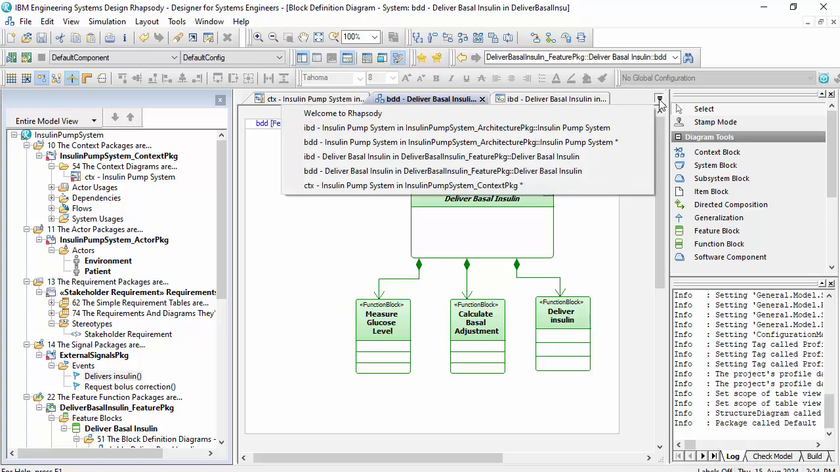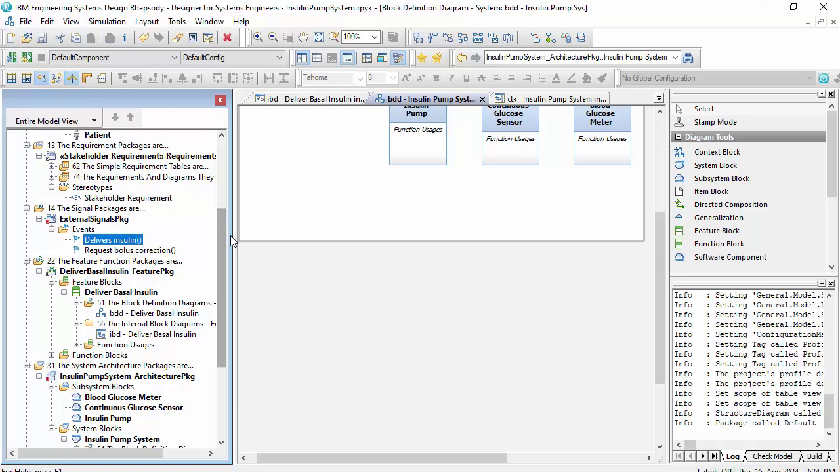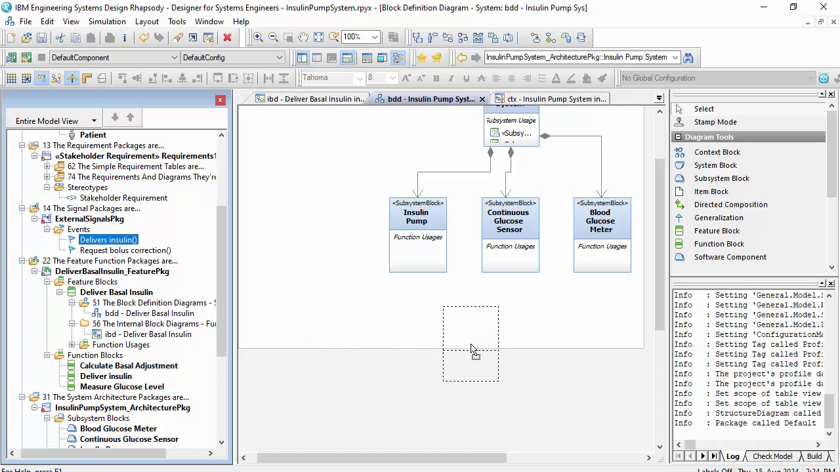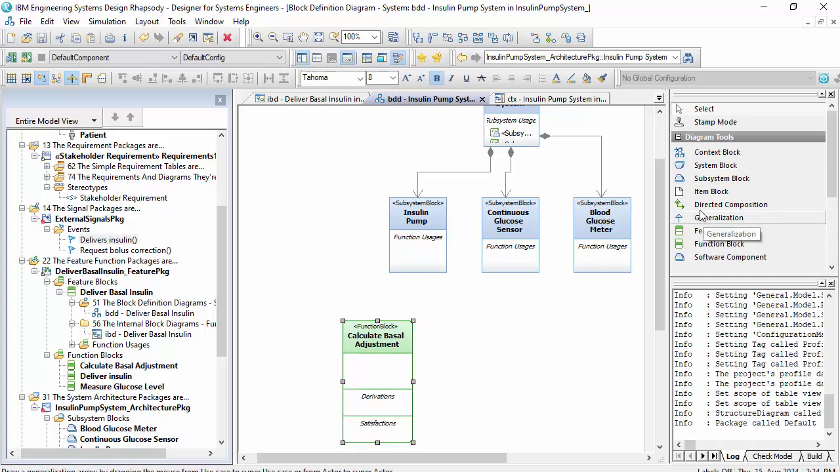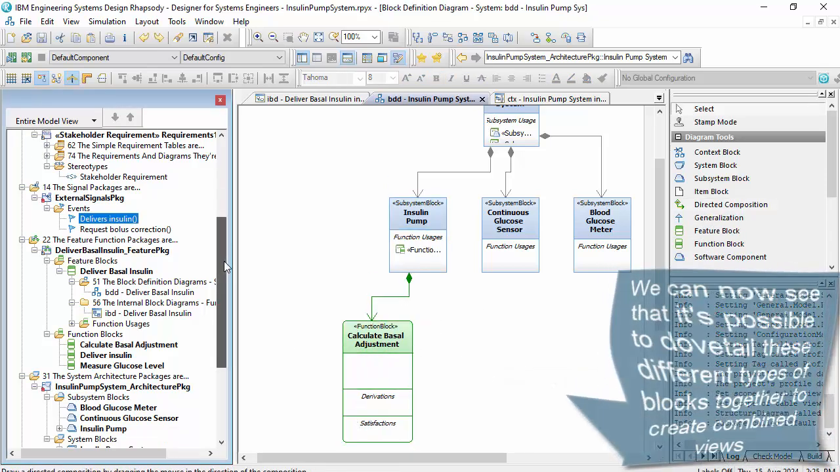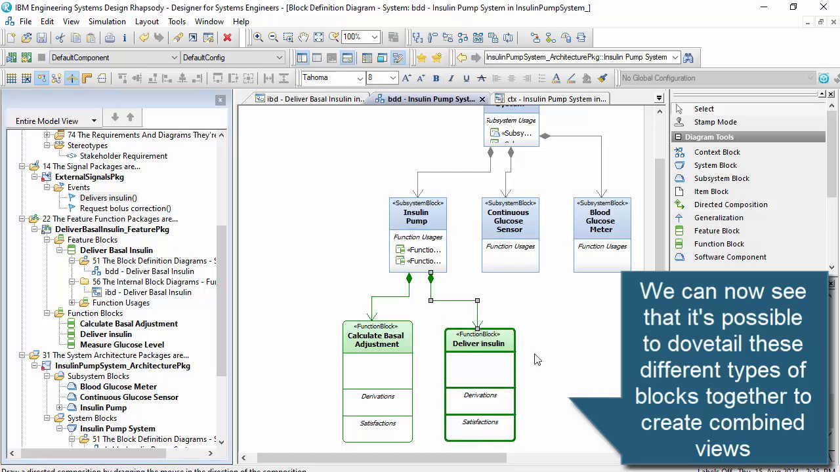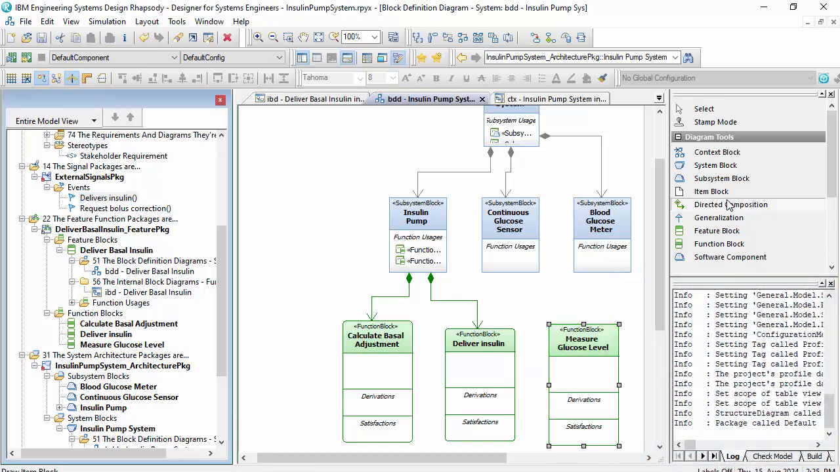relationships between these blocks, and although I could do it with allocation dependencies, what this opens up quite easily is the ability to do allocation through composition. I could say, well, actually my calculation of basal adjustment is done by the insulin pump. My delivery of insulin is actually also done by the insulin pump. And my measuring of glucose levels is done by the continuous glucose sensor.